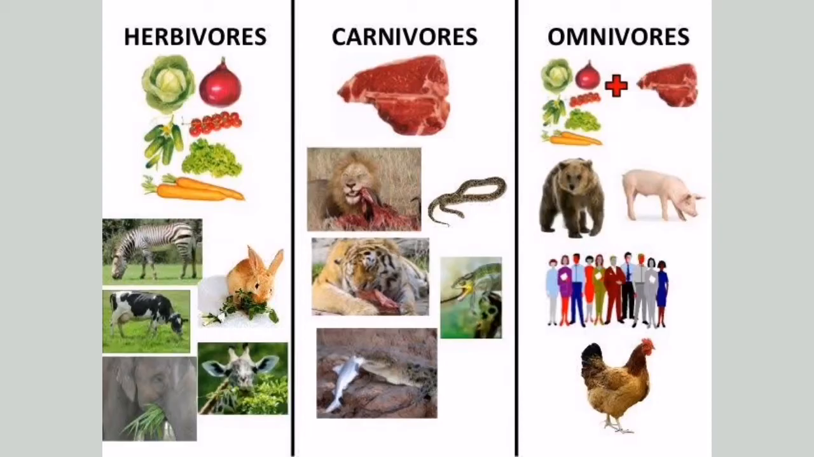So what are herbivores? Herbivores are animals that eat only grass and plant-based food, like rabbit, cow, and zebra. Carnivores eat flesh, like a lion eats a deer and a snake eats a frog. Omnivores are animals that eat both plant-based food and flesh, like deer and humans. To recap: herbivores eat plant-based food, for example cow and rabbit. Carnivores eat flesh, like tiger and lion. Omnivores eat both plants and flesh, like humans, hen, and pig.